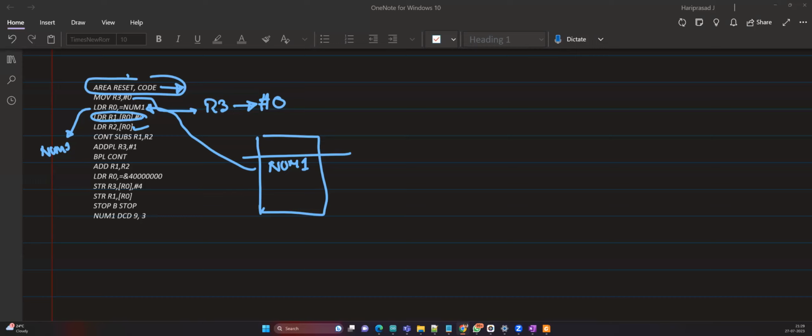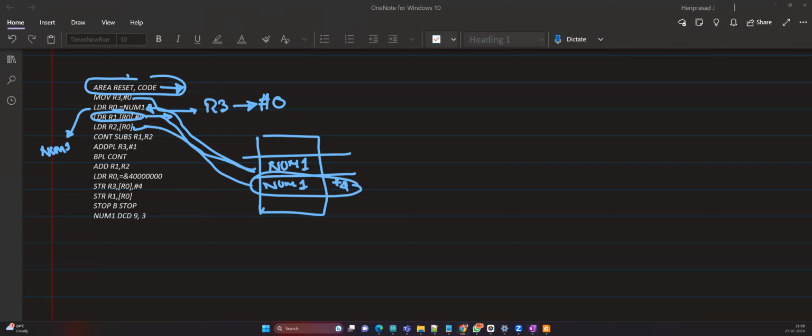In the sense, actually, this #4 is the offset. If you have num1 here, R0 contains the address of num1, right? So here it is num1 plus 4, and that address will be used. That 4 is the offset. With that offset value, R1 will be loaded, and now the num1 value will be loaded to R2. So those two are loaded.